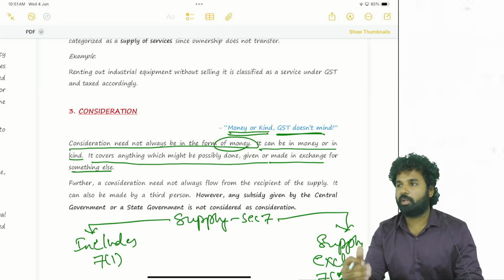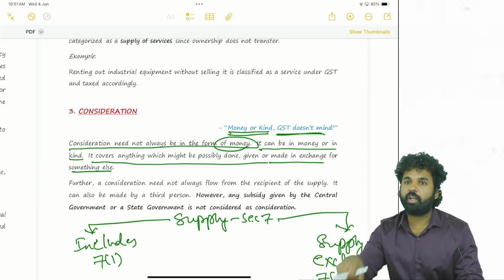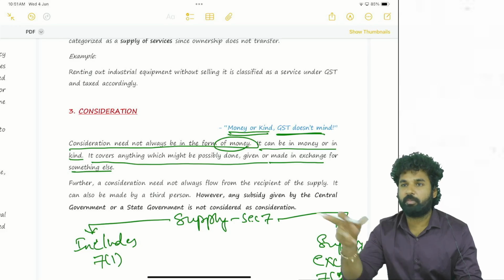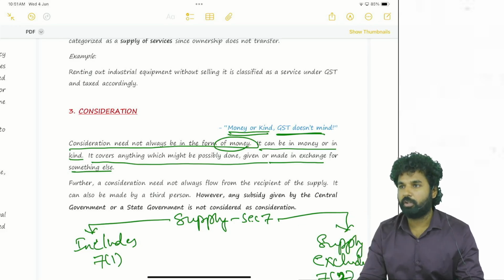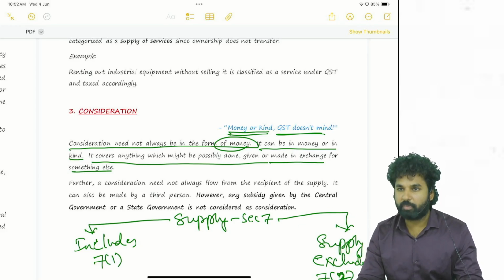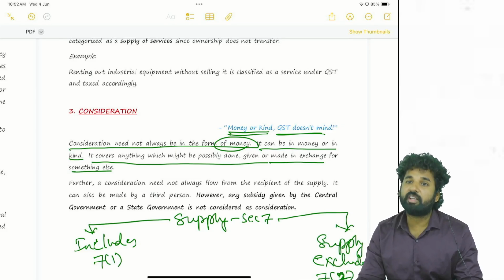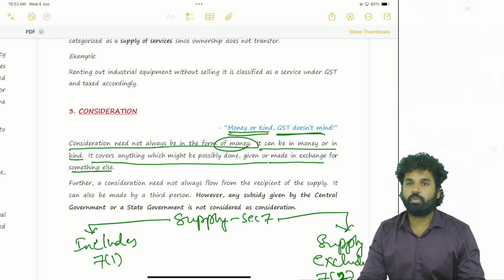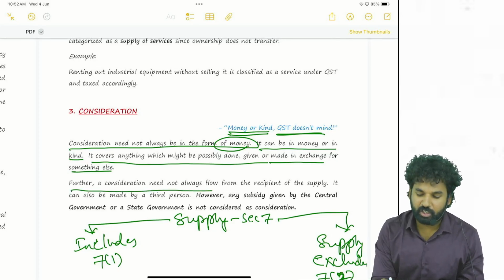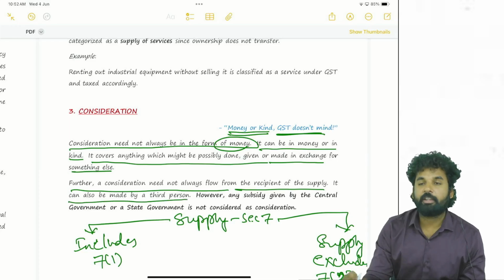That means you are taking the service of an educational institute, but the consideration is being paid by some other person, like your parents paying the fees. So it is not always the recipient of service who has to pay consideration. It can be from a third party also. Further, a consideration need not always flow from the recipient of supply. It can also be made by a third person.